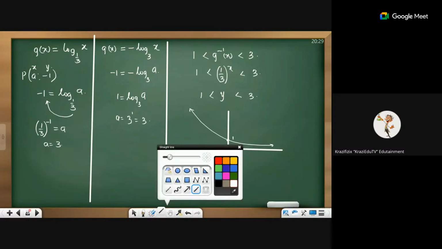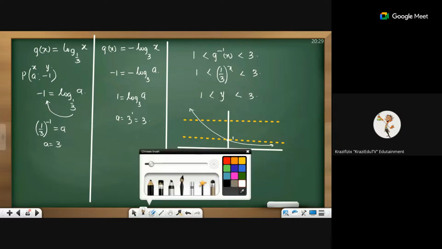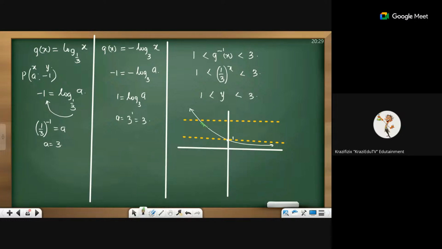They said y must be between 1 and what? 3. So let me use dotted lines. That is my 3. And that is my what? 1. Basically, you know what I'm looking for? I want my y value to be between 1 and 3. That's what I'm calculating. I don't know if it makes sense. But the problem is, I do not know that value. But I know that my y is what? 3. What is our equation?